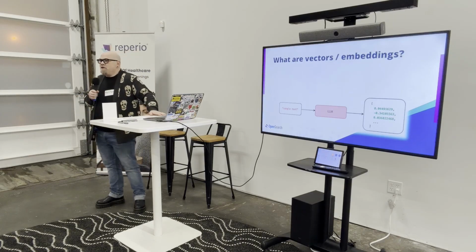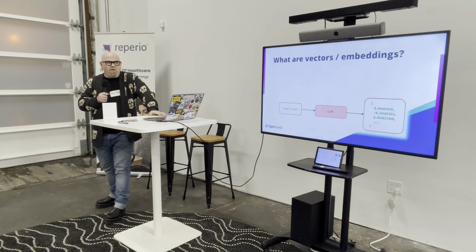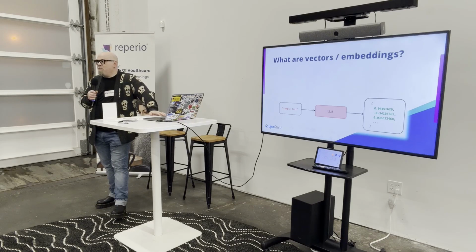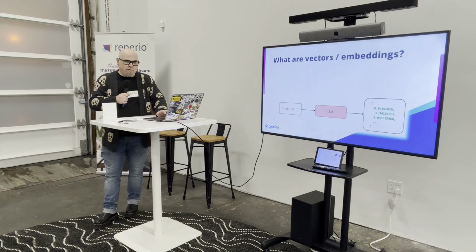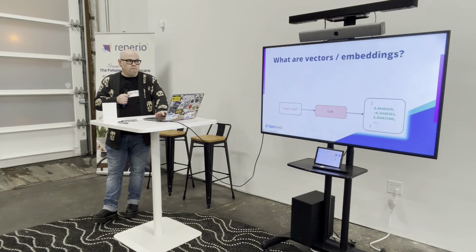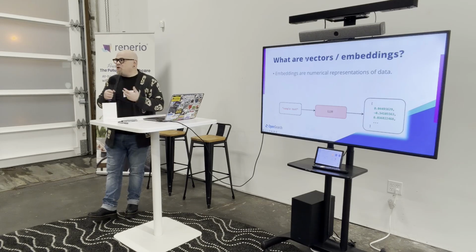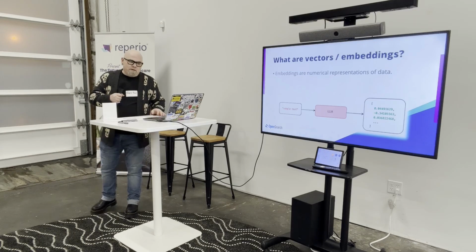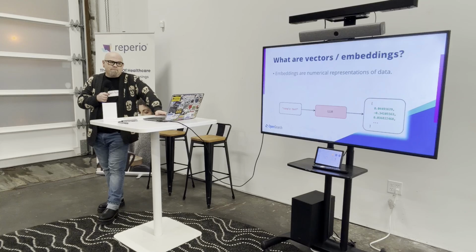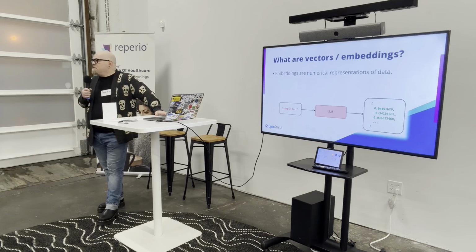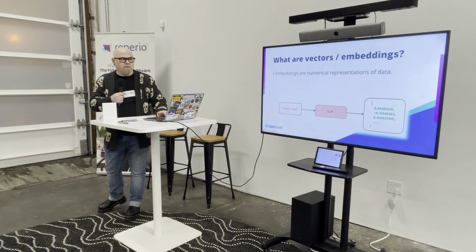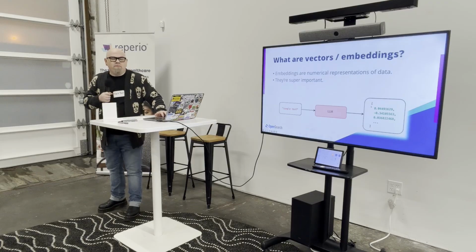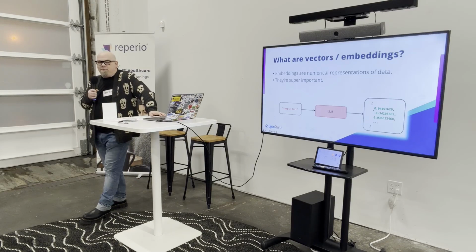So here's the million-dollar question, everybody. Just what are vectors, or as they're often referred to, embeddings? What are they? Well, it's actually a pretty simple answer. Embeddings are the numerical representation of data. The simplest form is this: if you pass text into a language model, you get back what might seem familiar to a lot of you. There is just an array of floating point values.